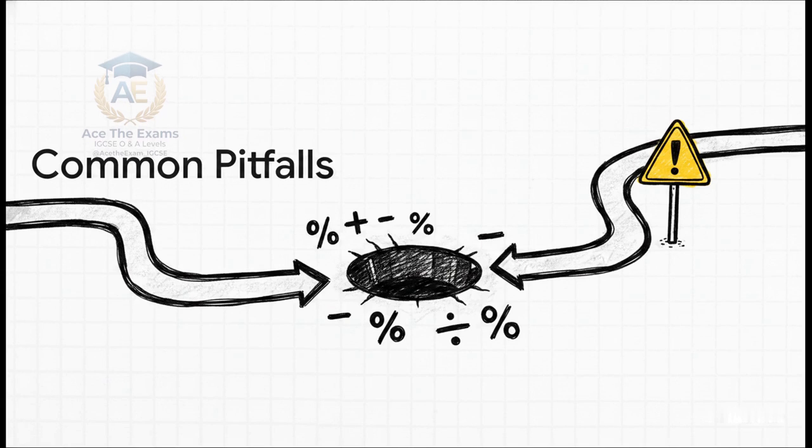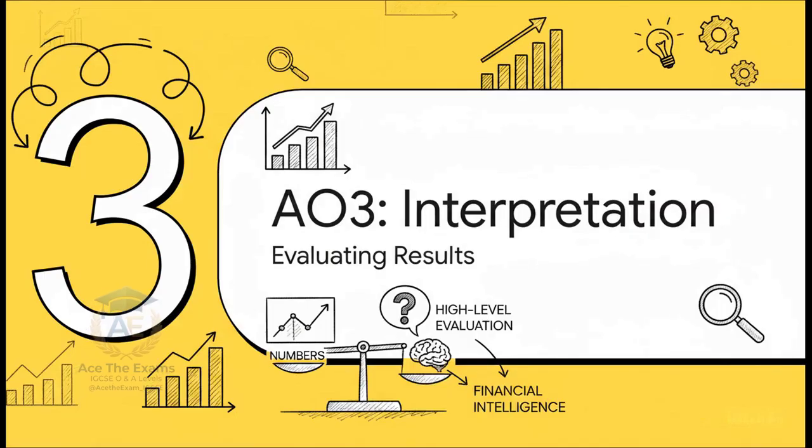Speaking of unforced errors, watch out for common mathematical pitfalls. Mixing up how you calculate trade discounts versus cash discounts is a classic trap. And forgetting state symbols in manufacturing accounts, that strictly separates the A candidates from the true A-stars. All right, on to Section 3, AO3, interpretation and ratios.